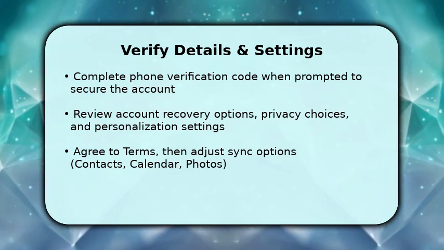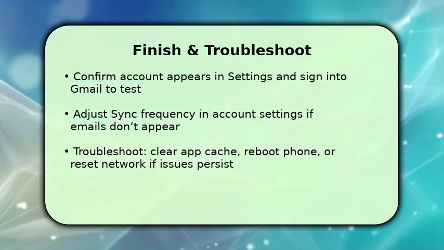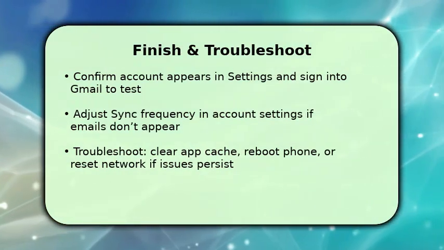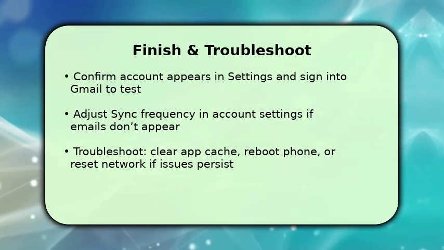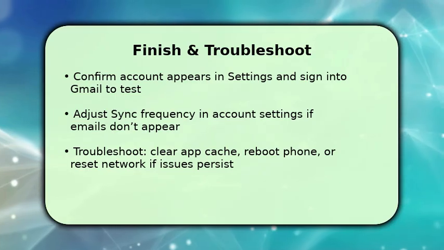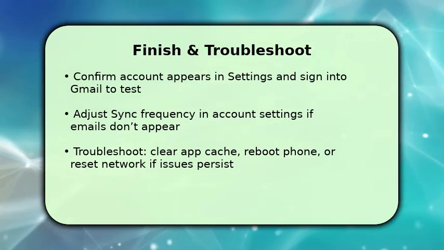Finish by confirming the account shows under Settings Accounts and sign into Gmail to send a test email. This verifies sync and authentication. If messages don't appear, make sure sync is enabled and check sync frequency or background data restrictions.